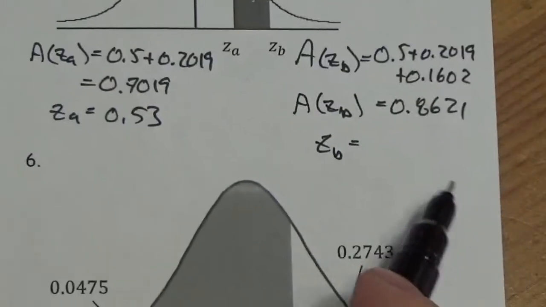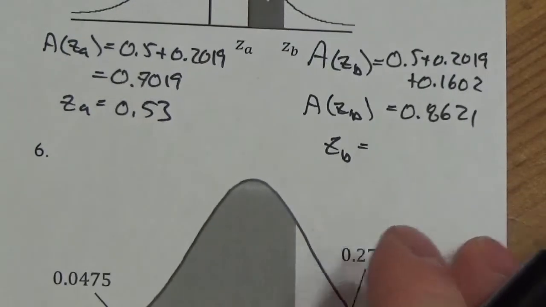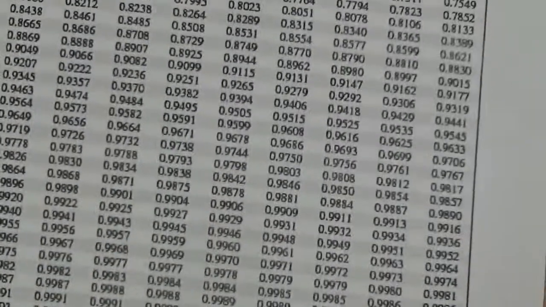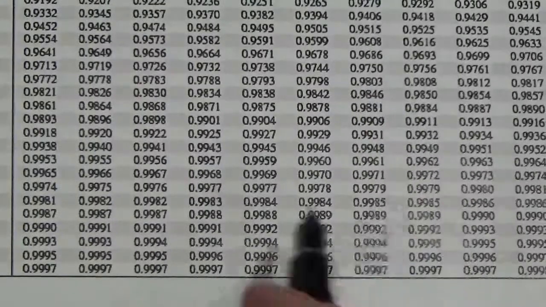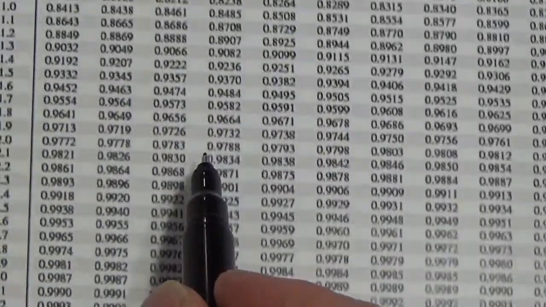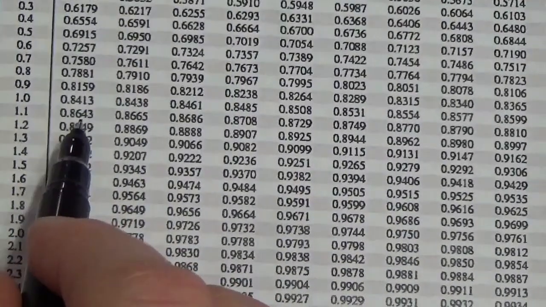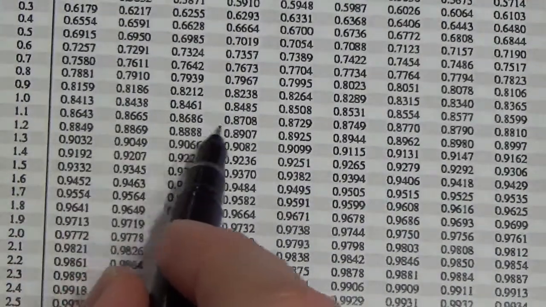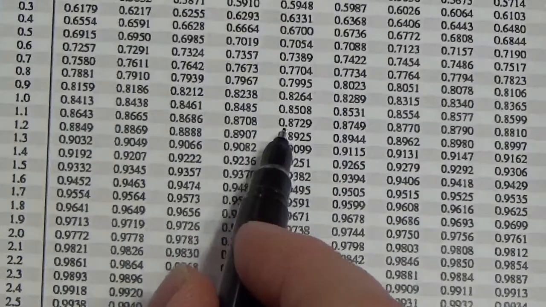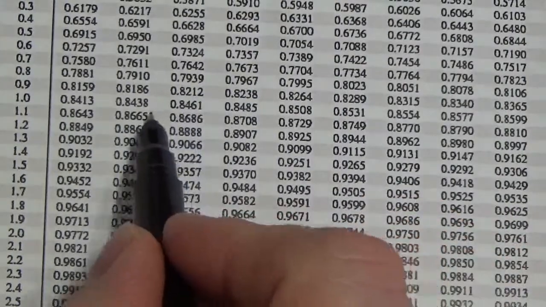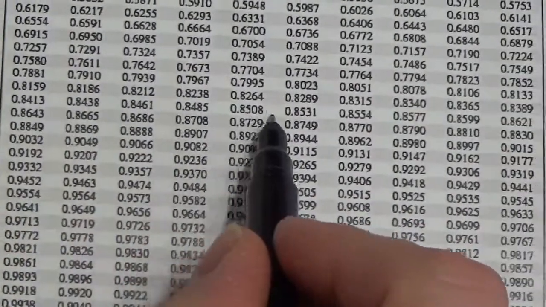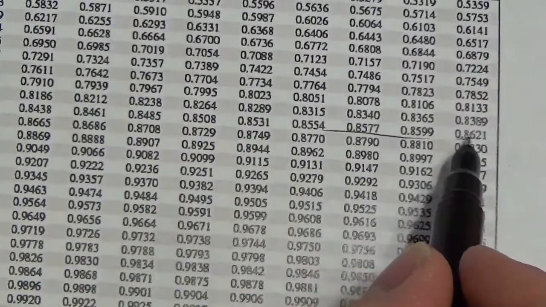Here I'm looking for 0.8621. So I go to my chart here. Again, it's greater than 0.5, 0.8621. So I'm looking around here, looking around. Okay, I see a 0.86 here. 0.86, okay, the numbers are getting a little bit larger there, so I'm going to go up a row. 0.8621, and there it is right there.